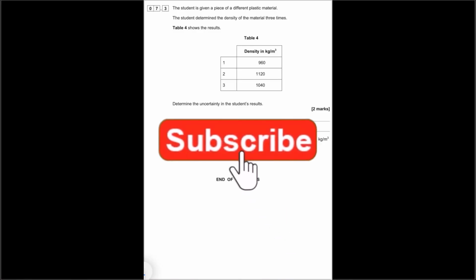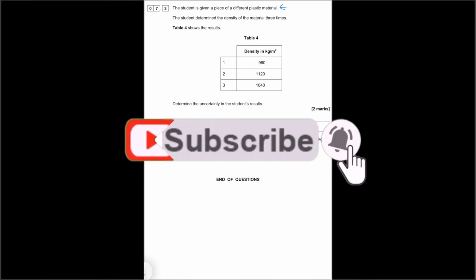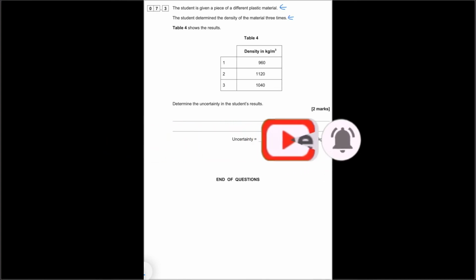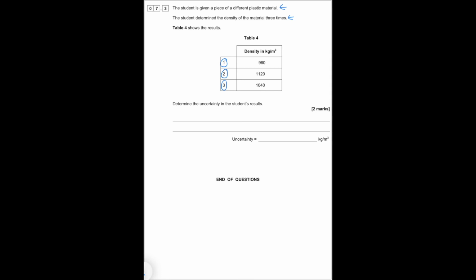The student is given a piece of plastic material. The student determined the density of the material 3 times. So we've got 1, 2, 3 results there. And we've got to determine the uncertainty in the student's results. So the uncertainty is worked out by the range divided by 2. And if we calculate the range, that would be 1,120, take away 960, which is our smallest result, and we divide our answer by 2. And when we calculate that out, we get an answer of 80 kilograms per meter cubed.